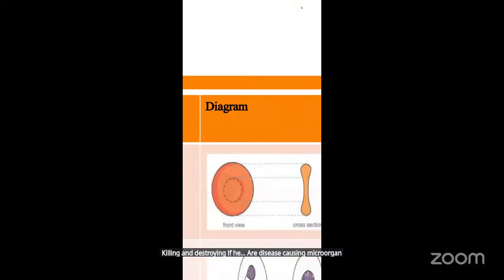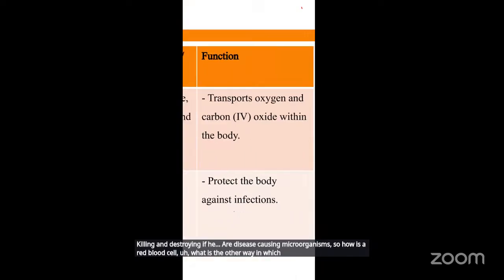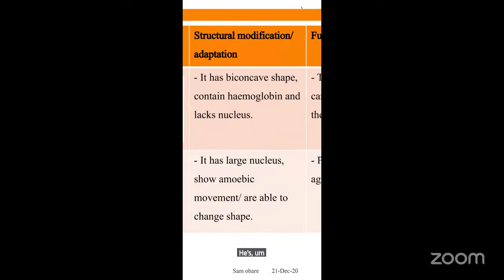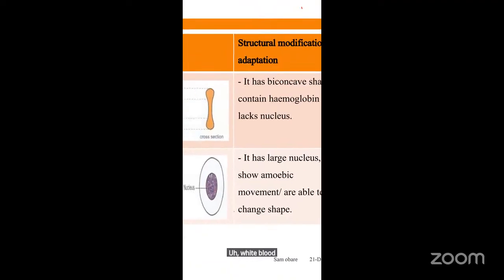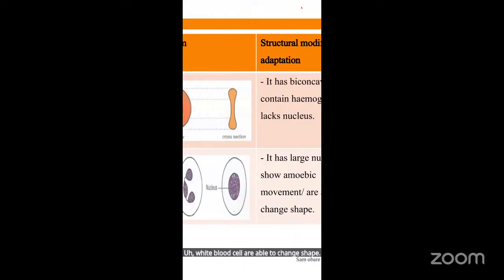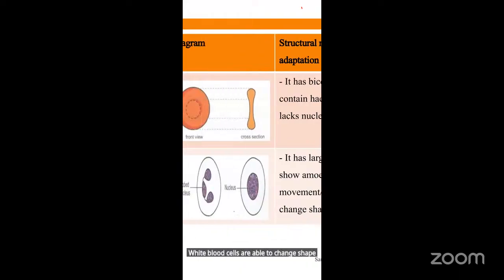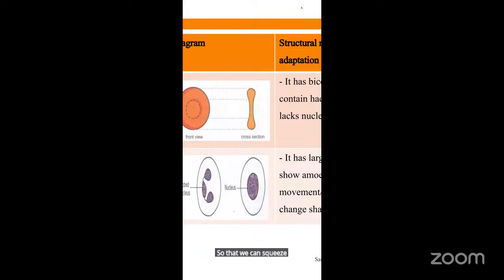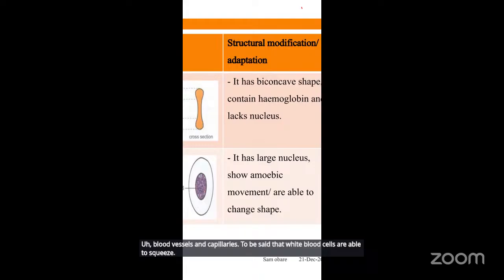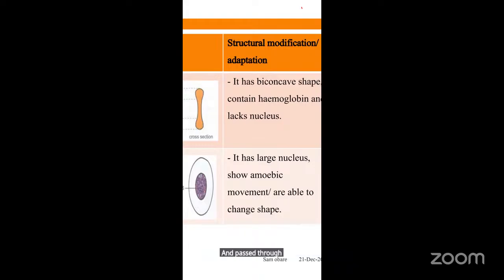So, what is the other way in which a white blood cell is adapted? The other way is that white blood cells are able to change shape. The reason why white blood cells are able to change shape is so that they can squeeze and fit in the blood vessels and capillaries. So we said that white blood cells are able to squeeze and pass through the body cells because they are flexible.